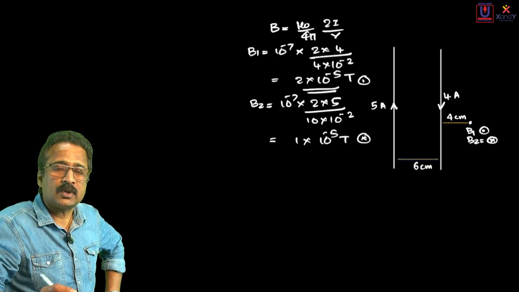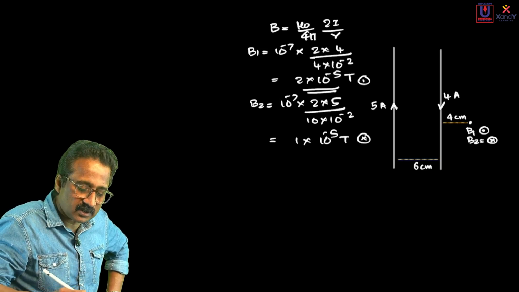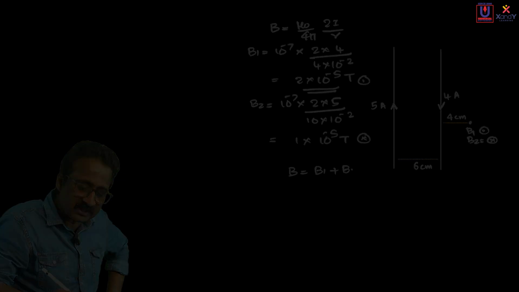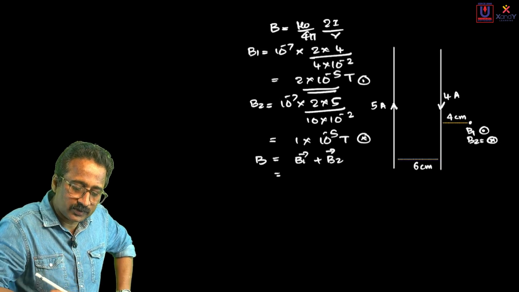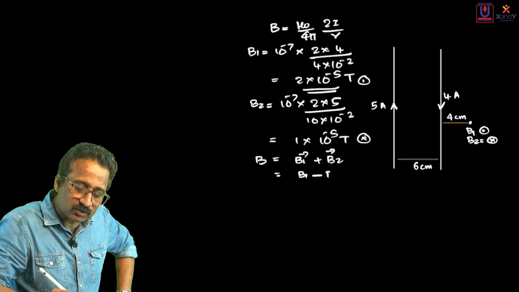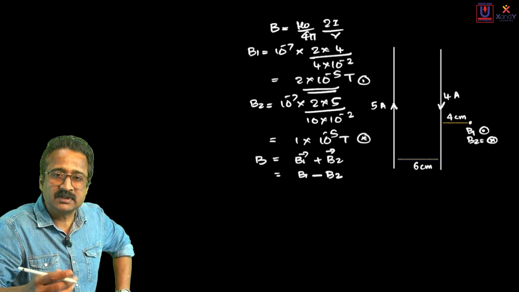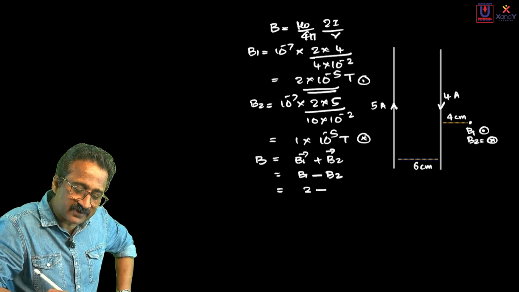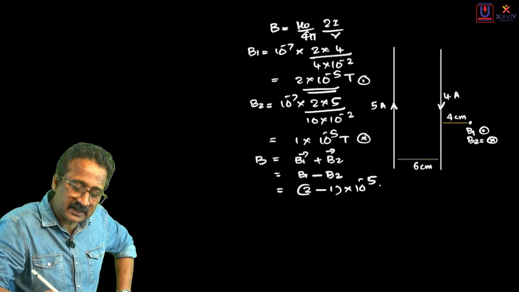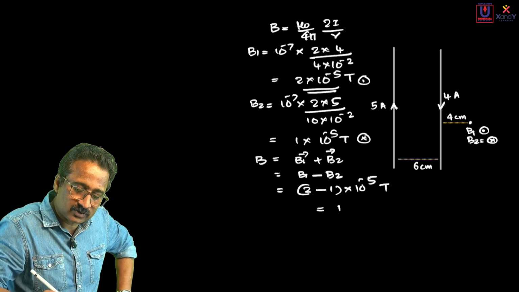Now B1 and B2 are inward and outward. Certainly the total magnetic field is going to be a vector sum of these two. So it's going to be B1 plus B2, but we know that these are vectors. The magnetic fields are inward and outward, so the vector sum will give you a magnitude of B1 minus B2 because B1 and B2 are opposite. One is inward, the other is outward. So putting values here, you have 2 into 10 raised to minus 5 minus 1 into 10 raised to minus 5. So 2 minus 1 into 10 raised to minus 5 Tesla. That's the net magnetic field. It happens to be 1 into 10 raised to minus 5 Tesla.